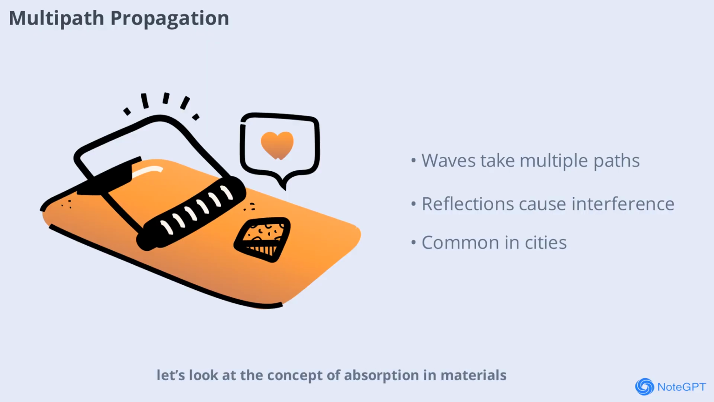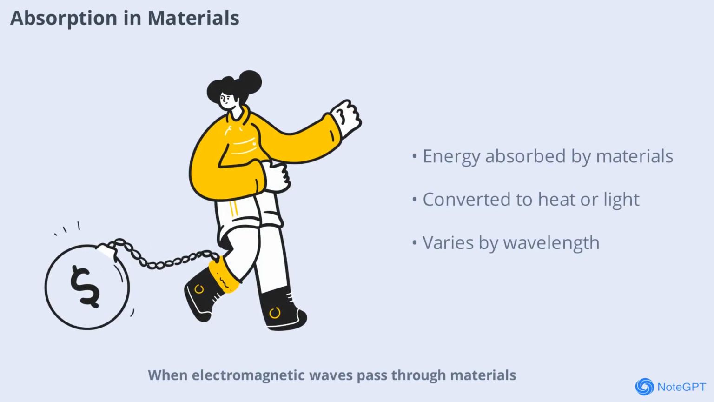Next, let's look at the concept of absorption in materials. As electromagnetic waves pass through materials, some of their energy is absorbed by the atoms and molecules. This absorption can convert wave energy into heat or cause other effects like fluorescence. Different materials absorb different wavelengths to varying degrees. For example, glass is transparent to visible light but absorbs ultraviolet rays. Understanding absorption is important for designing buildings, windows, and protective coatings.